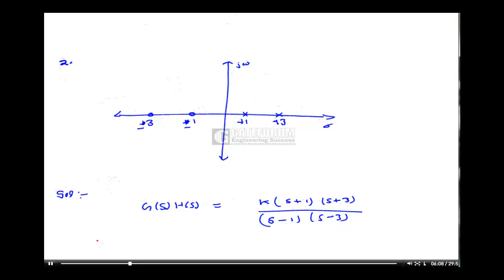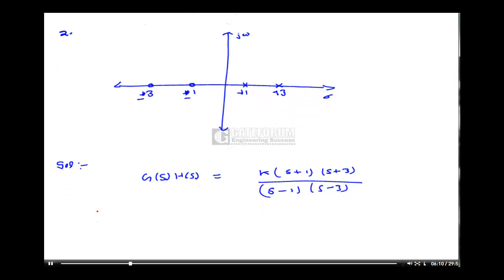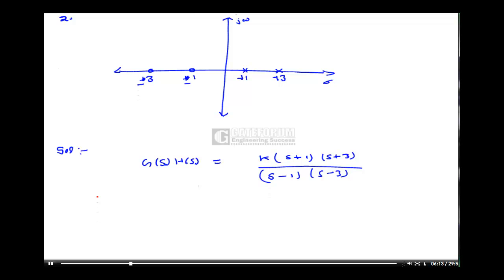Before going on to the Routh-Hurwitz criteria, we will see how we can plot this. Let this be region number 1, this be region number 2, this be region number 3, this be region number 4. To the right-hand side of region number 1, the sum of poles plus zeros is 1, so definitely the root locus will lie in this region.